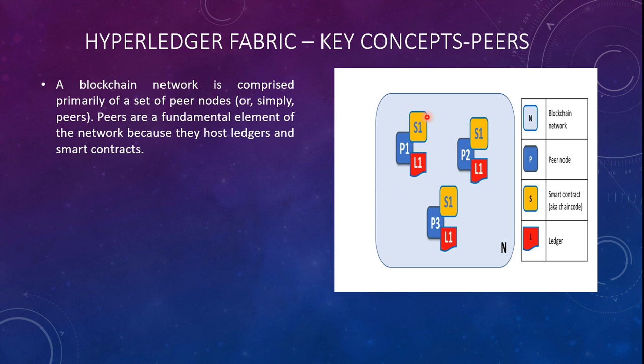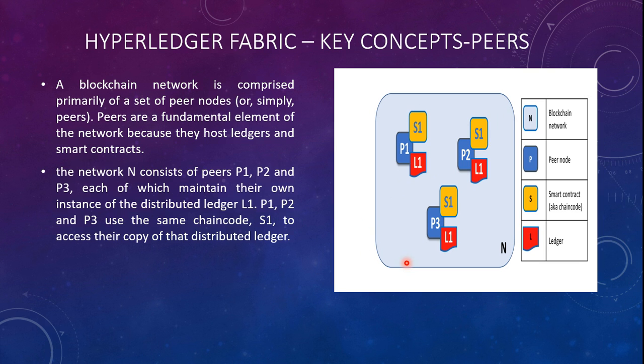So here we can see there's a network N which has peer nodes P1 and P2. They have a copy of the ledger L1. There's another node P3 also, so there are three nodes. They're all hosting the same copy of the ledger L1, and a smart contract S1 is also common to them.